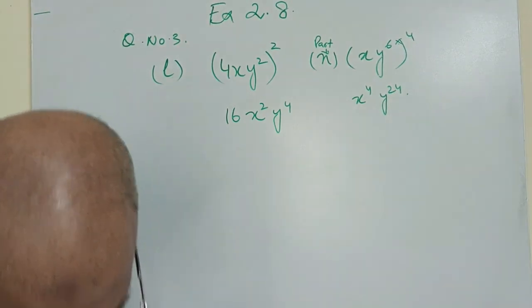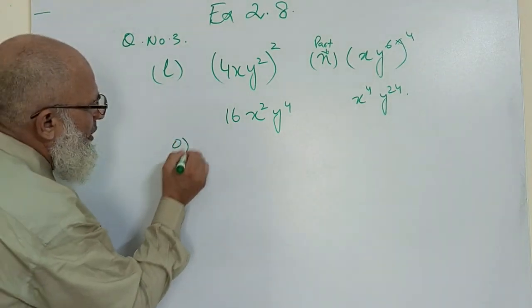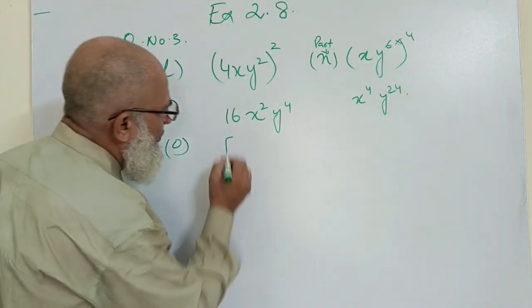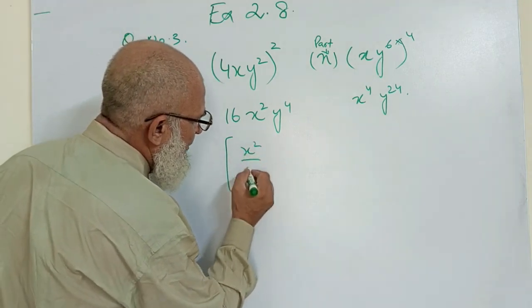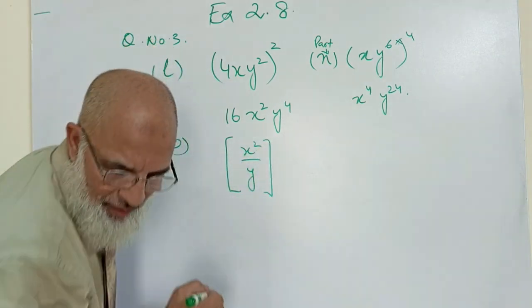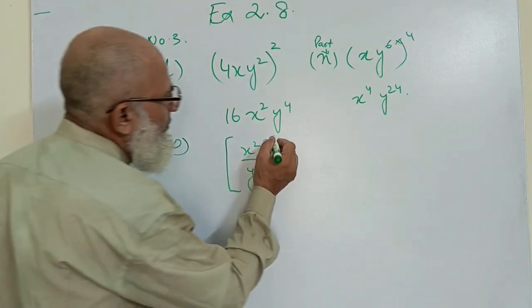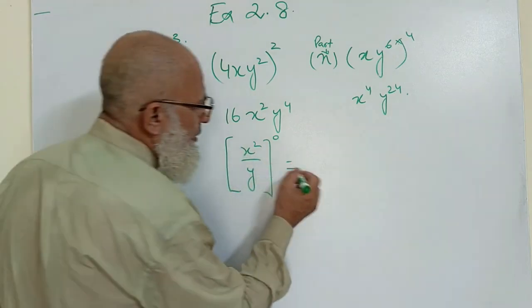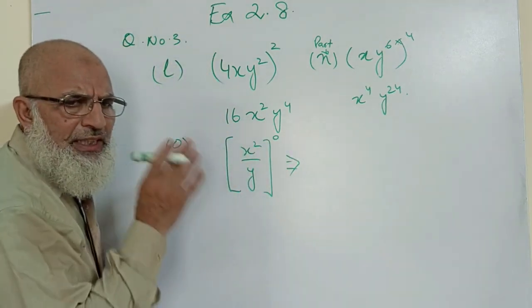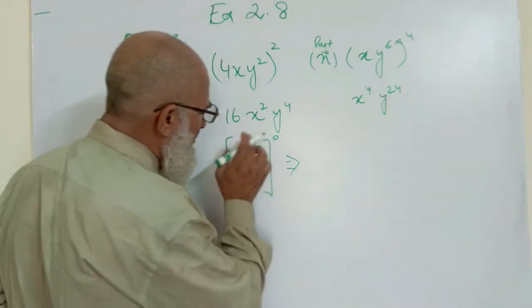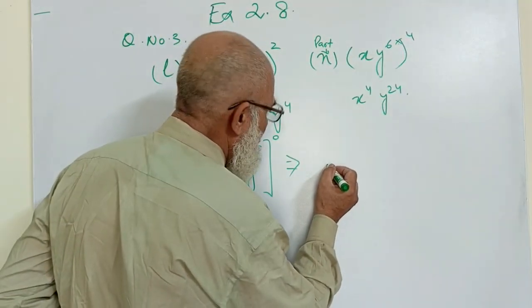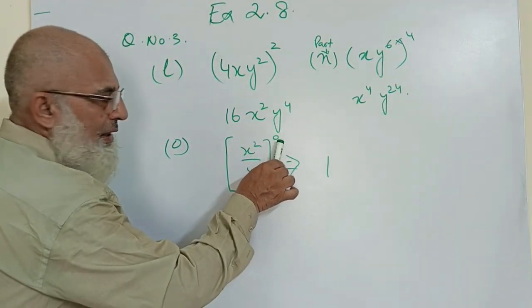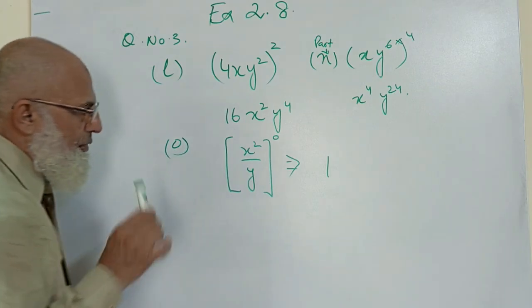And the last part of this question is O. O is x square divided by y, the whole raised to power 0. Now, anything raised to power 0 is 1. Need not simplify. So just go to 1. Now this whole is raised to power 0, so the answer is 1.